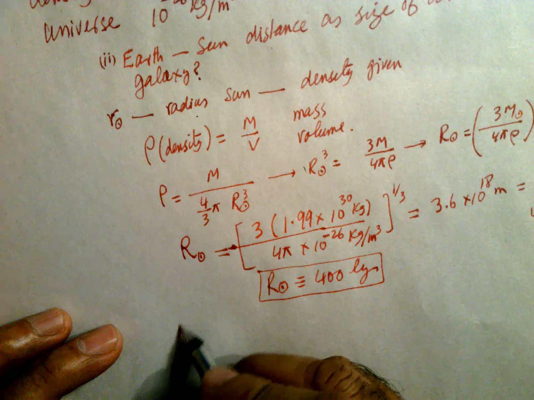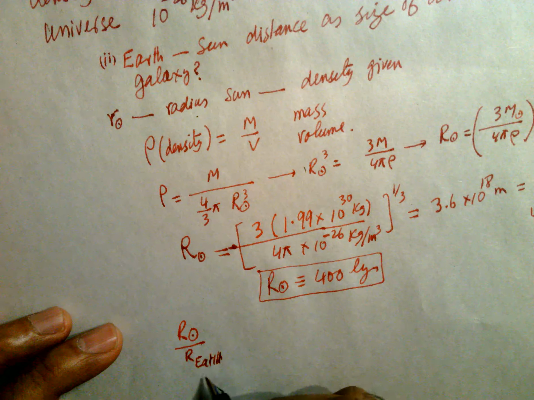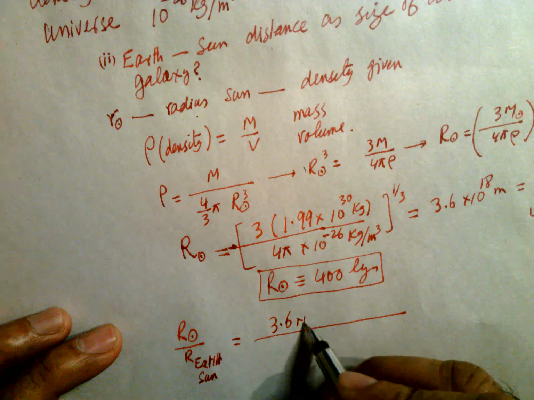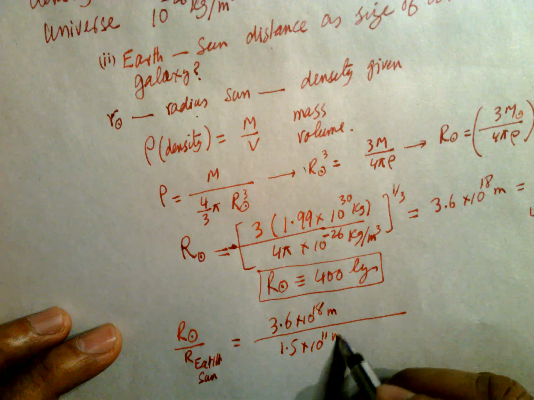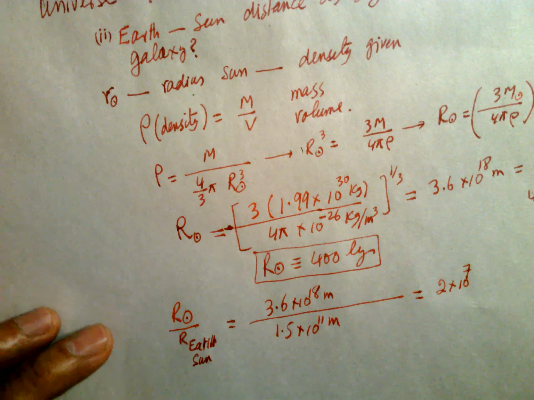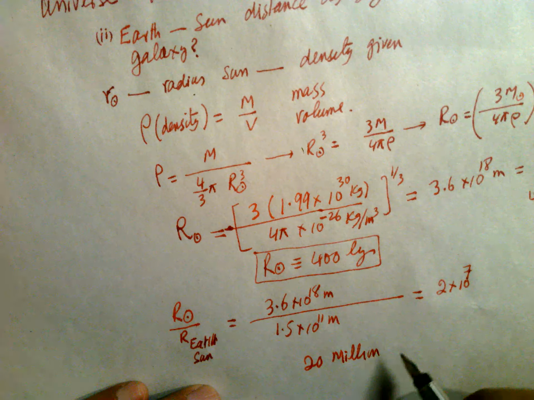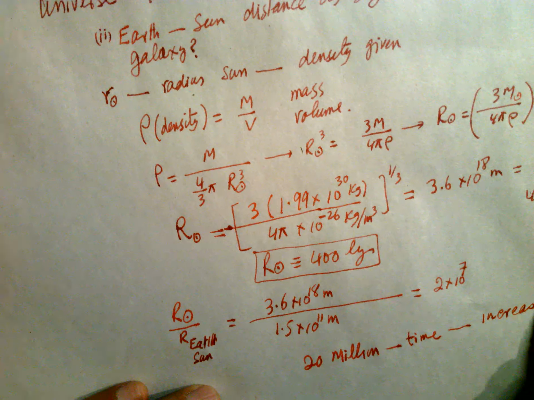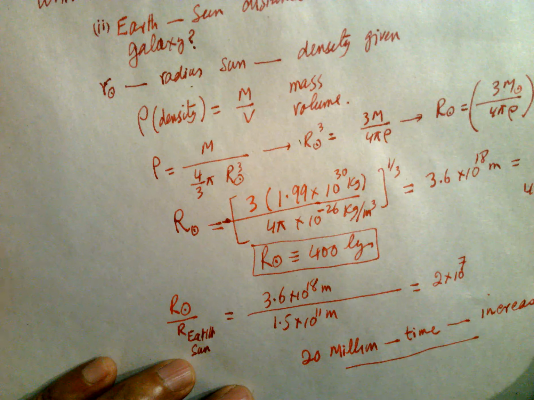And now the ratio of R solar to the Earth-sun distance. So R solar is equal to 3.6 into 10 to the power 18 meter divided by 1.5 into 10 to the power 11 meter. So this is equal to 2 into 10 to the power 7. So a 20 million time increase, 20 million time increase to the distance, increase in distance.